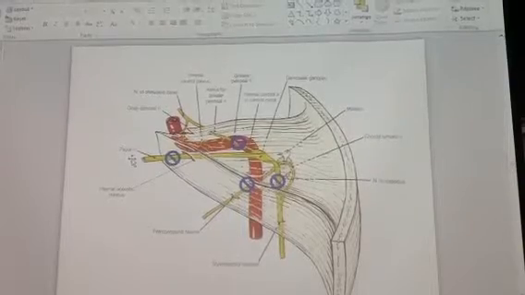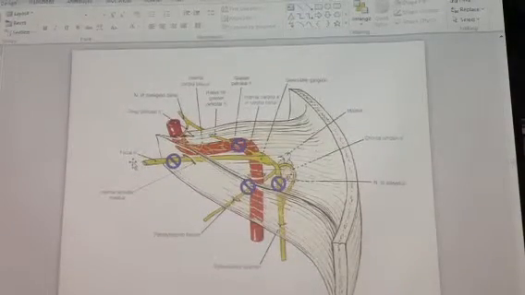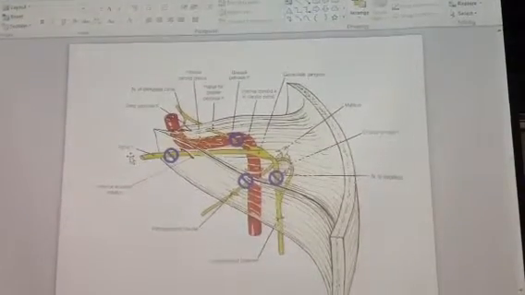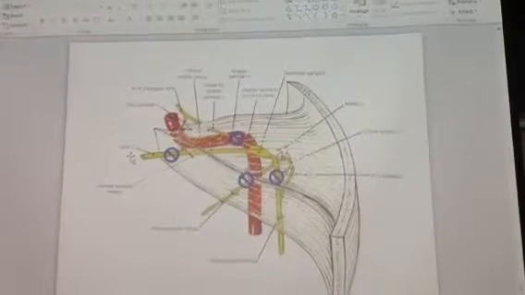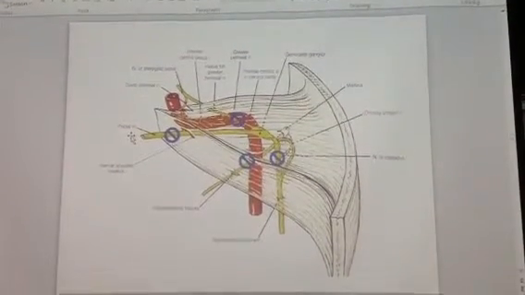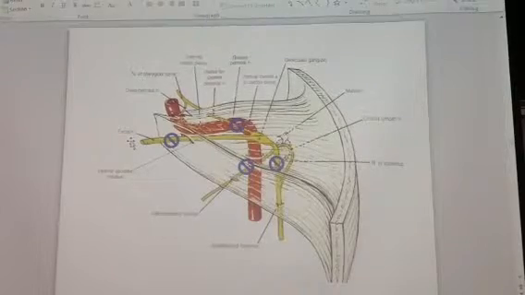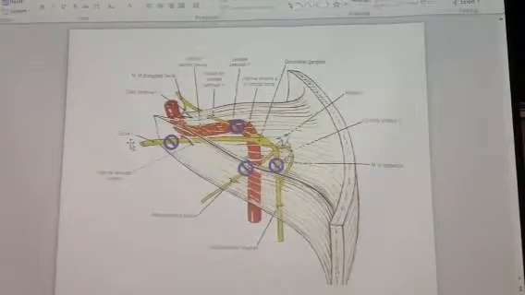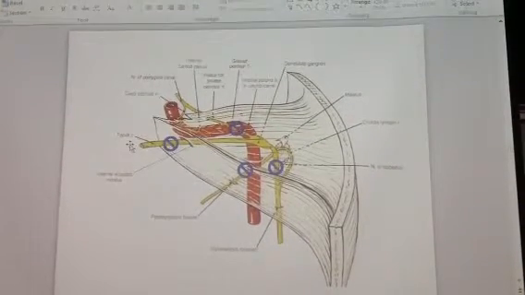All I want you to understand is where's the first parasympathetic cell body found. Edinger-Westphal for 3, lacrimal and superior salivatory for 7, inferior salivatory for 9. That's all you got to know relative to what you knew before.